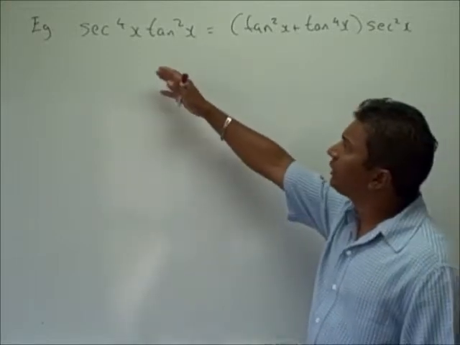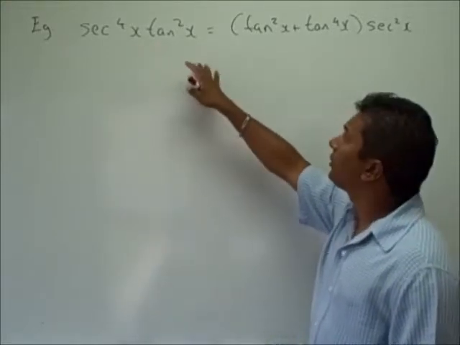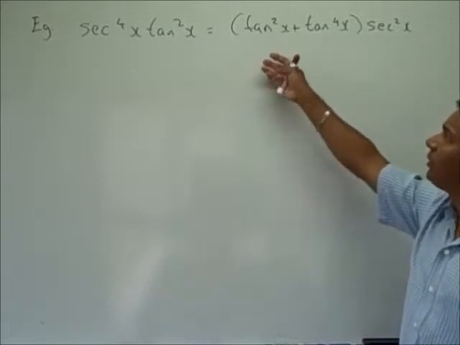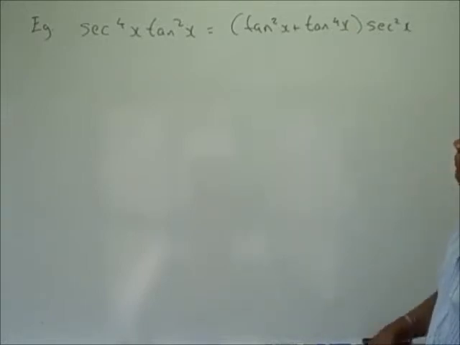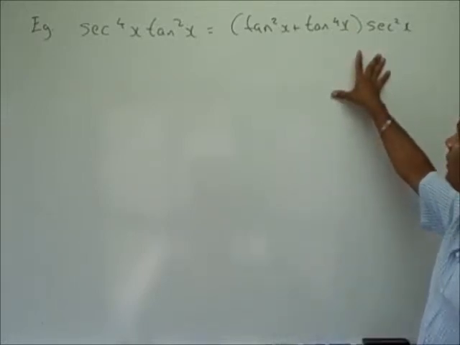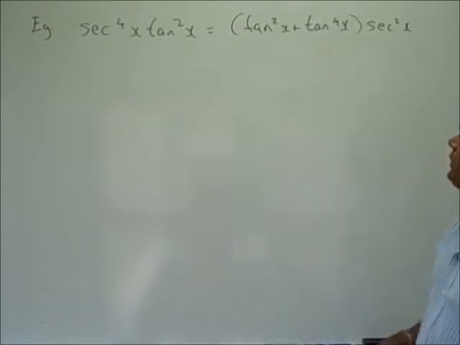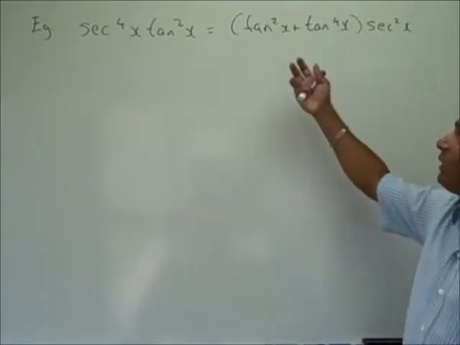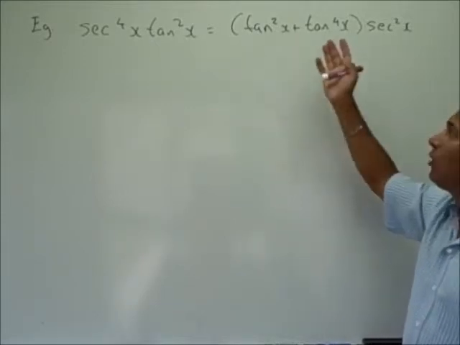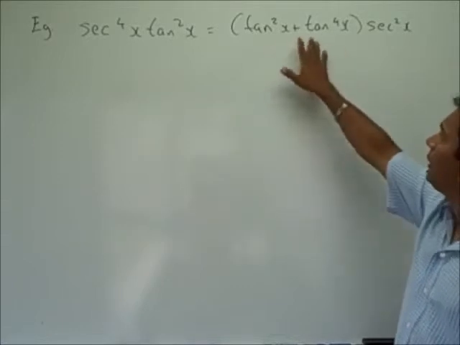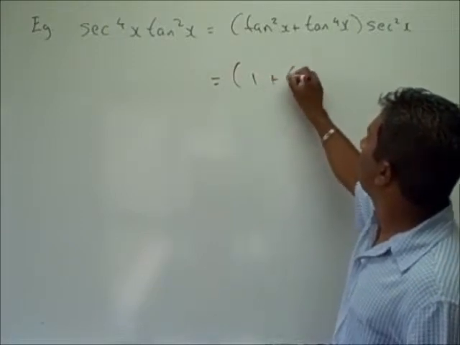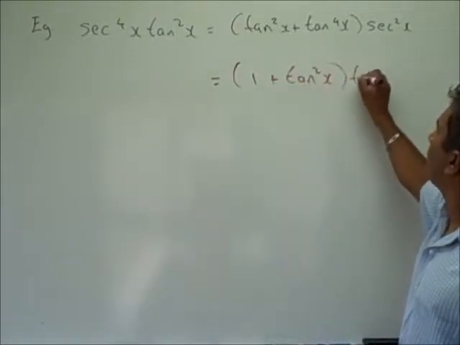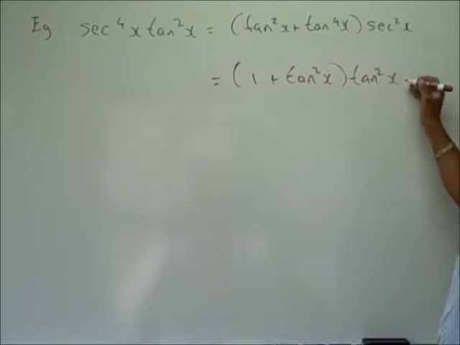Here we're verifying that secant of x to the 4th power times tan squared x is equal to, in parentheses, tan squared x plus tan to the 4th power of x all times secant squared x. Since the right side will look a little more complicated, we will begin by working with this side. We can see that inside the parentheses we have tan squared x that is common to both terms, so we could factor tan squared x from our parentheses. So this will give us 1 plus tan squared x times tan squared x, and we still have the secant squared x here.